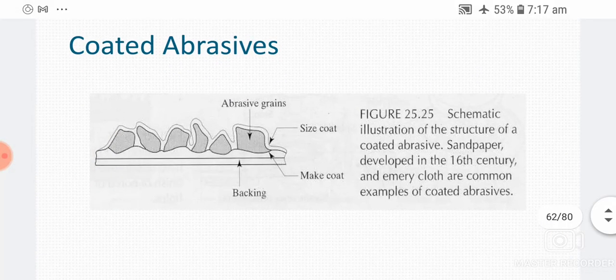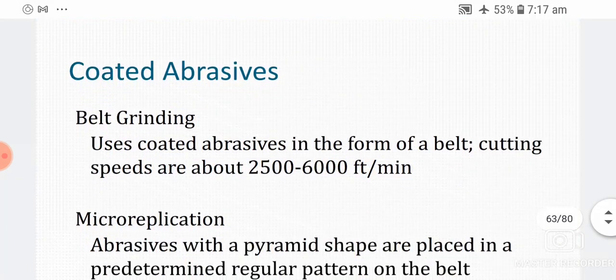Abrasive grains. This is the size of coal. Make coat, packing. Schematic illustration of the structure of a coated abrasive. Sandpaper, developed in the 6th century, and emery cloth are common examples of coated abrasives.